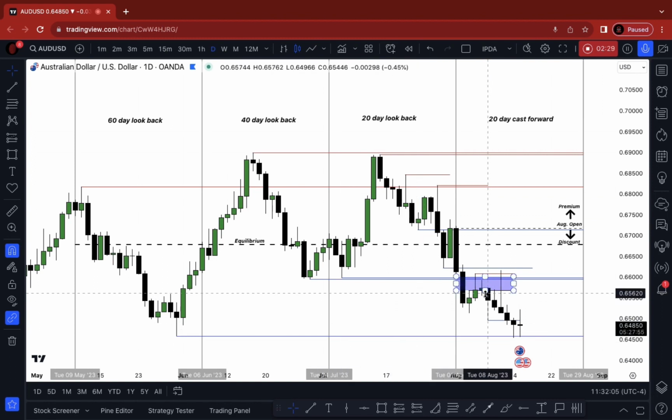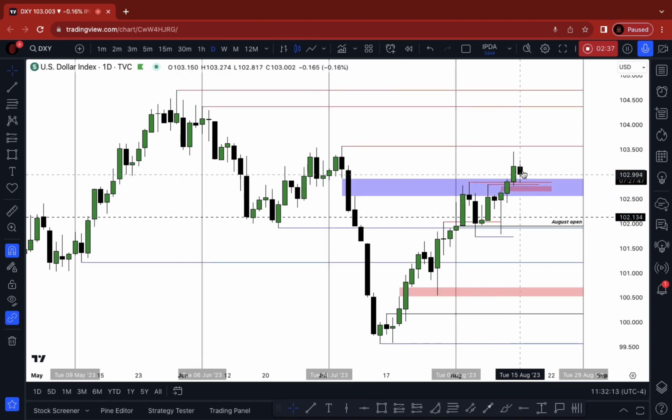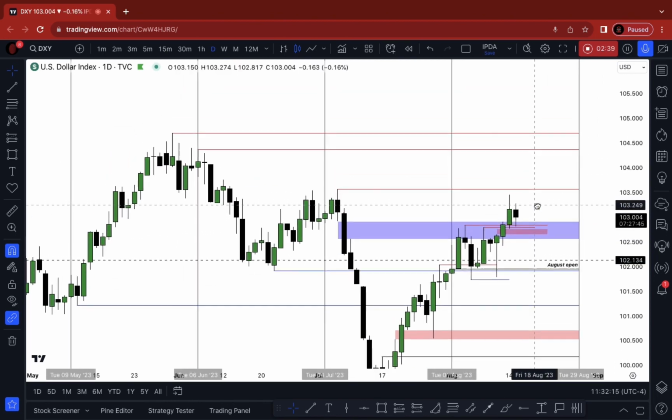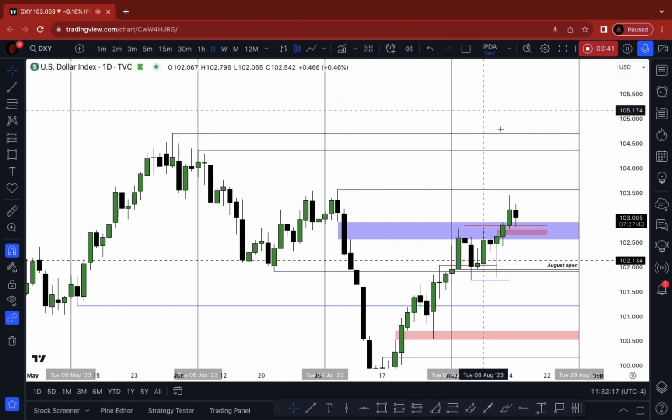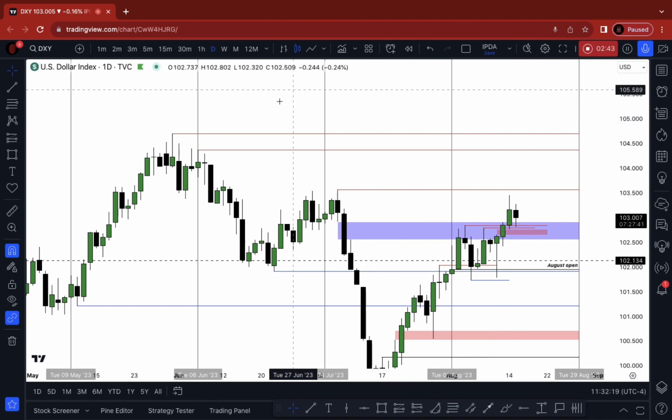We can see price as well, inversely to this, DXY is going higher. So if you see Australian dollar going down, the dollar is most likely going up. So we can see here, we have that IPDA range too. This is our 20-day cast forward here. 20-day look back, 40-day, 60-day. So we have the highs and the lows for those respective quadrants.